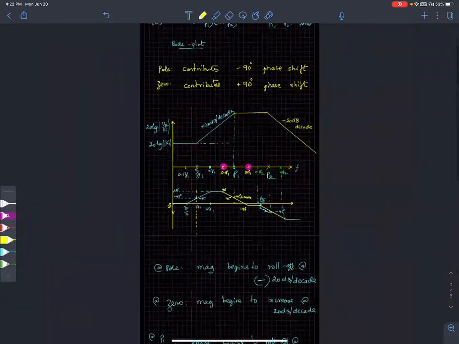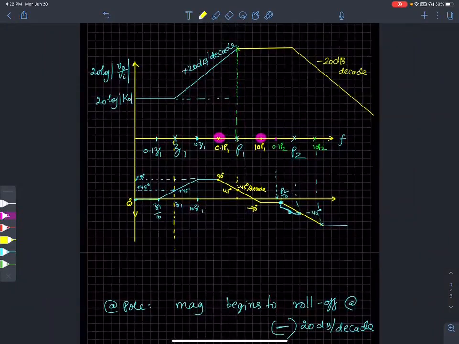So, straightforward. And if you have poles lying on top of each other, or closer, or farther, or zeros closer, you can simply add these rise and fall values, and you can take the effective change in magnitude and phase.